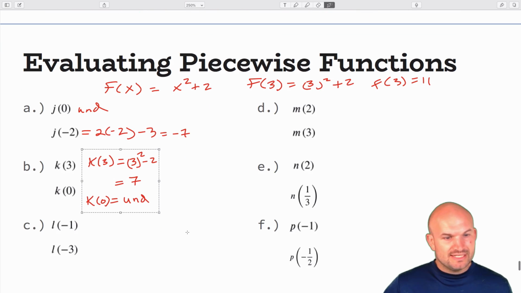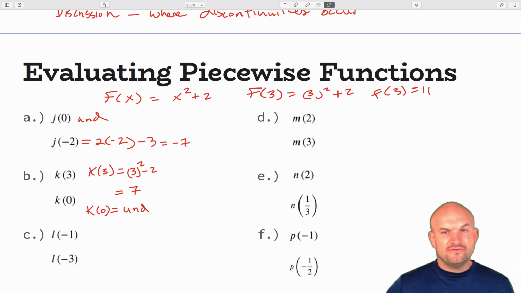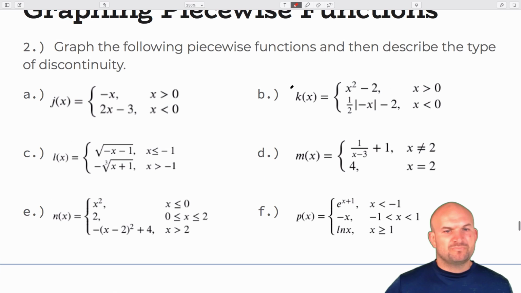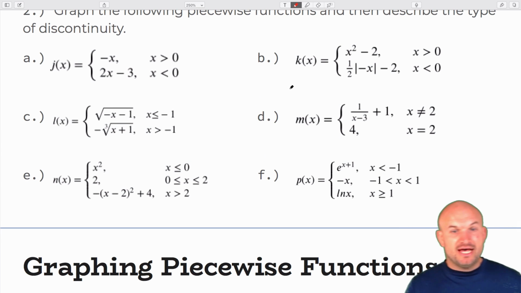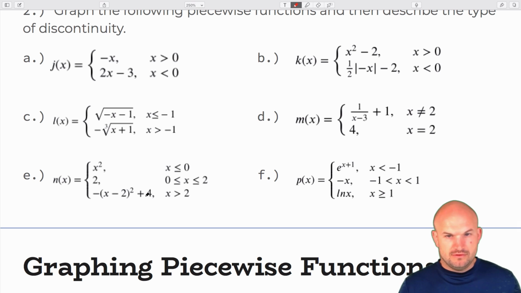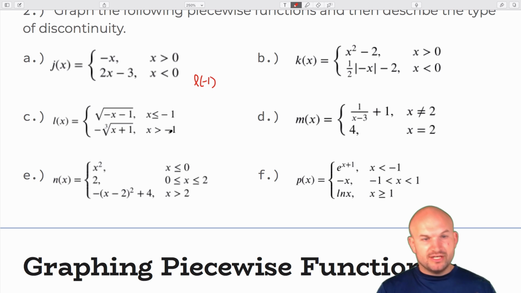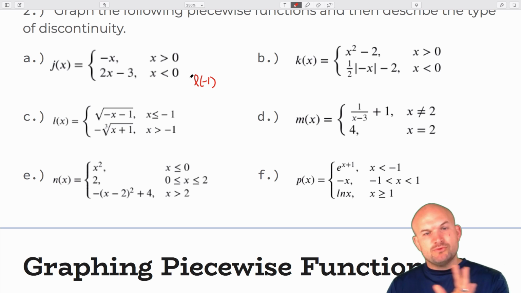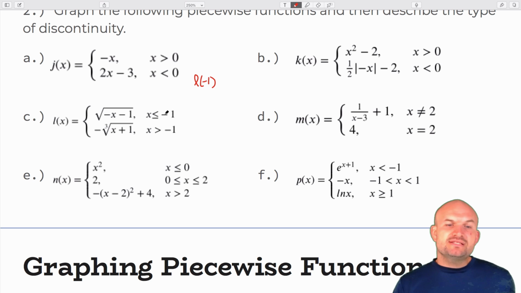All right, the next one is L of -1 and L of -3. Okay, so this one's kind of interesting. When we have L of -1, I'll put it up here, I would give myself a little bit more room. You can see that they both have a -1. So which one do we choose? Well, the difference here is when we're dealing with 0, they're greater than or less than. In this case, you can see that this is less than or equal to. So I'm going to plug it into this top equation.